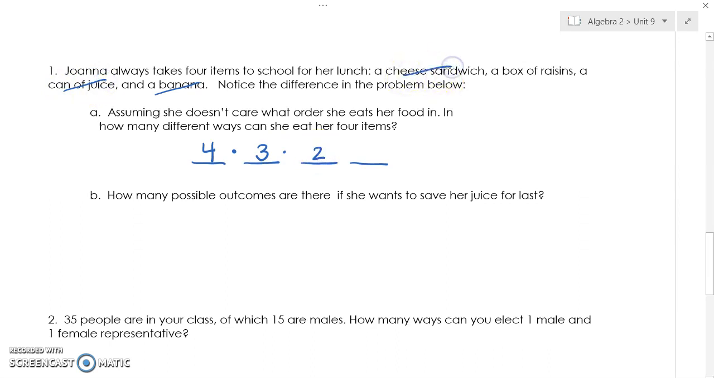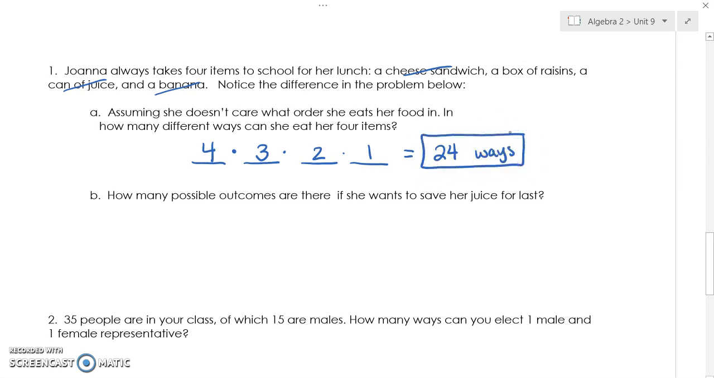And then let's say she ate her cheese sandwich last, and now she has only 1 option, which is a box of raisins for the last spot. So the product of that gives us all the different ways that she can change up her lunch. So there's 24 different ways.